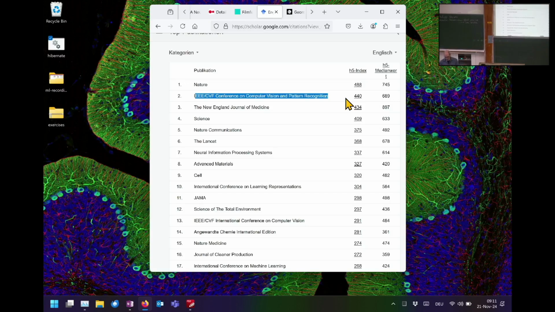And this is essentially machine learning applied to image analysis. It was different 20 years ago. So 20 years ago, machine learning was just a niche in that field, and people were building impressive pipelines by hand. But nowadays, it's really just applied machine learning. Then the New England Journal of Medicine, it's the most important medical journal.